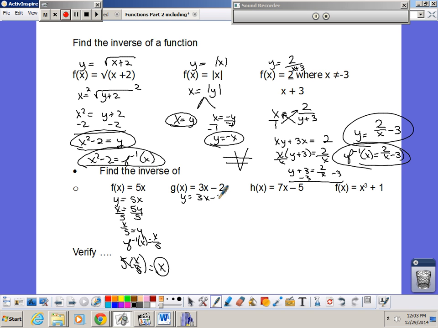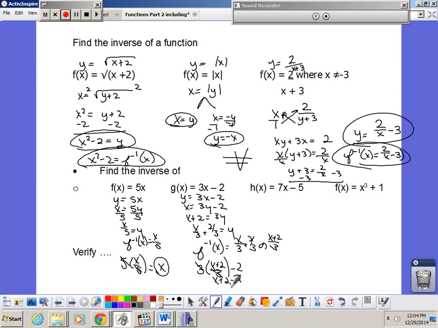Y is equal to 3x minus 2. Switch. X is equal to 3y minus 2. X plus 2 equals 3y. X divided by 3 plus 2 divided by 3 equals y. So f to the negative 1 of x, which is the inverse, is equal to x over 3 plus 2 over 3. Or you could have put x plus 2 over 3. Verify. 3 times x plus 2 over 3 minus 2. Drops. X plus 2 minus 2. X. Verified.